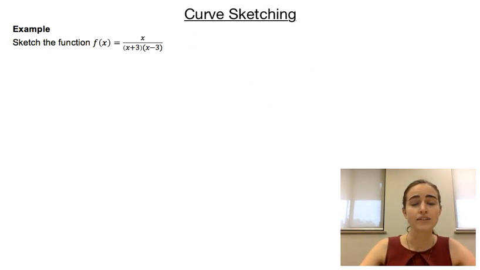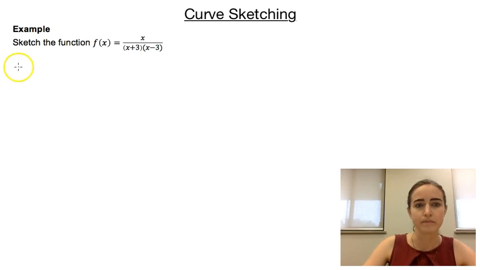So our example asks us to sketch the function f of x equals x over (x plus 3)(x minus 3). So we're going to go through that checklist and have a look at all those different things that we had listed just then. It doesn't matter what order we do it in as long as we do each one of them. So let's start off with the domain.